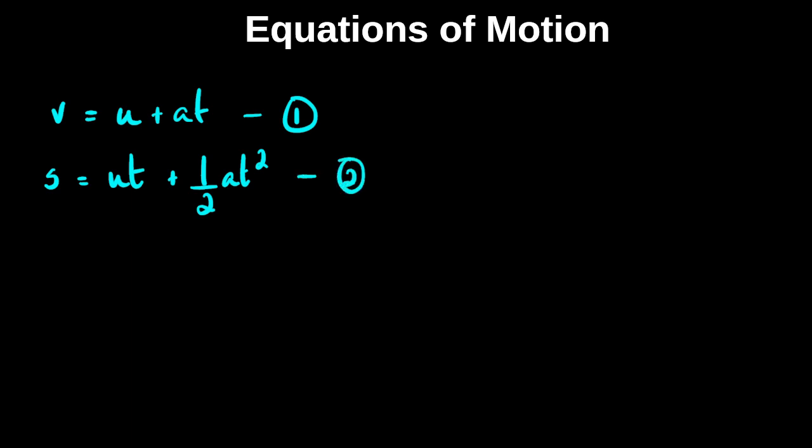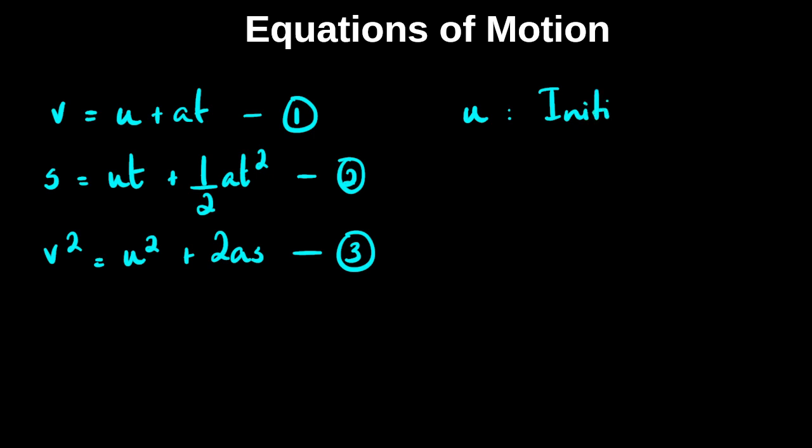Third one is v square equals u square plus 2as. This is the third one, right? And you obviously need to know what each of these symbols stand for. So here u is what we are referring to as the initial velocity, right? Keep in mind this is initial velocity, not speed.